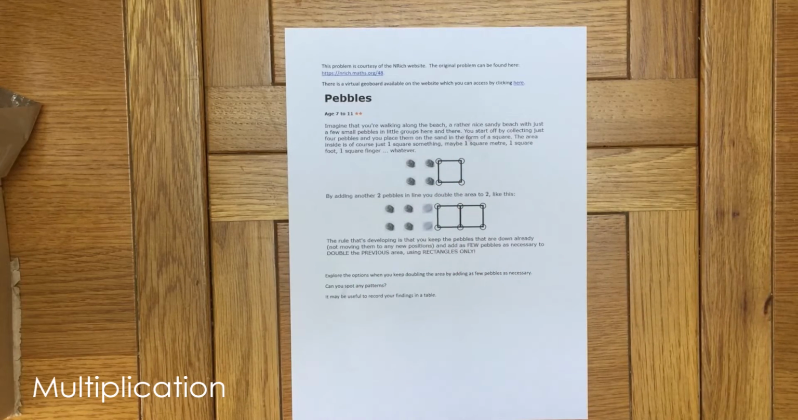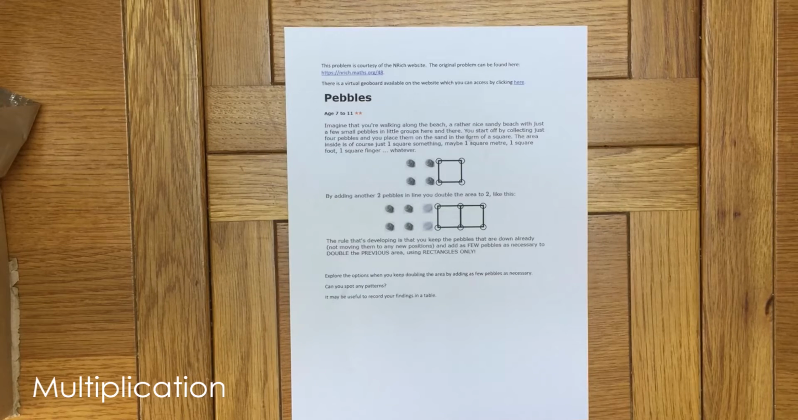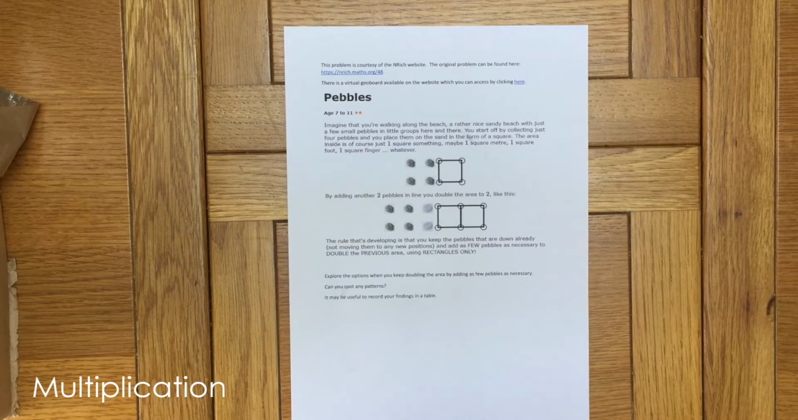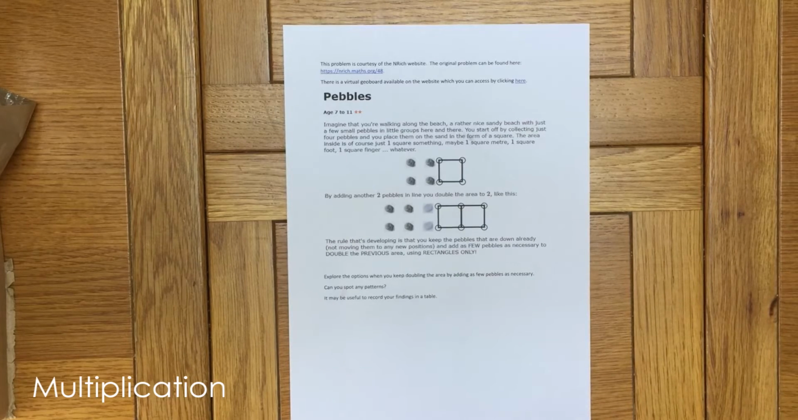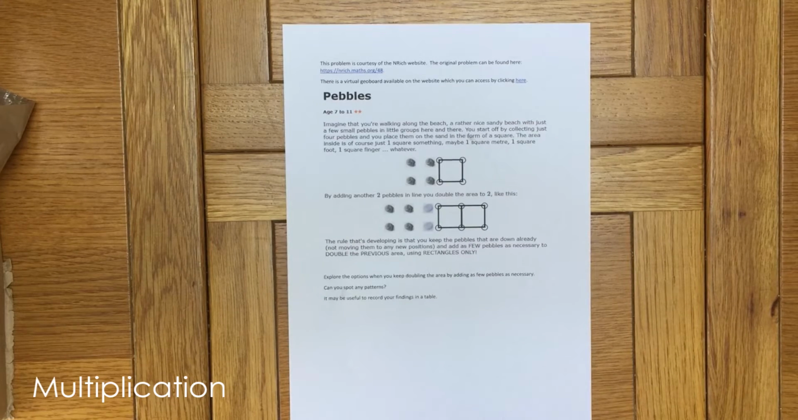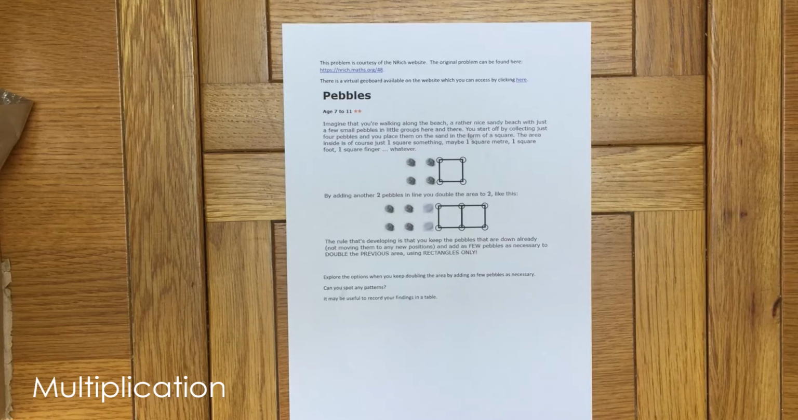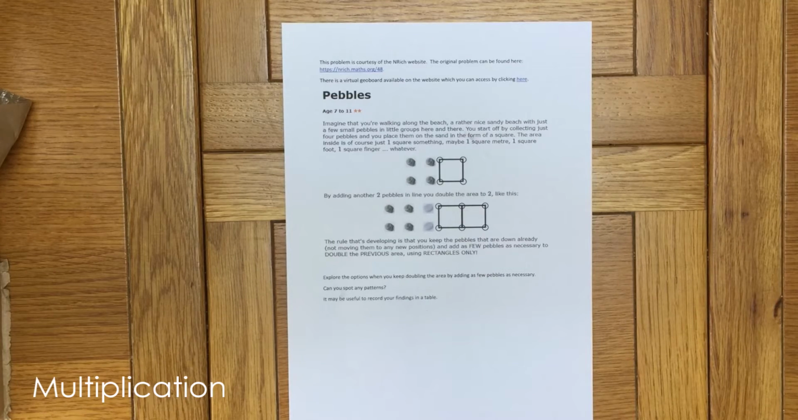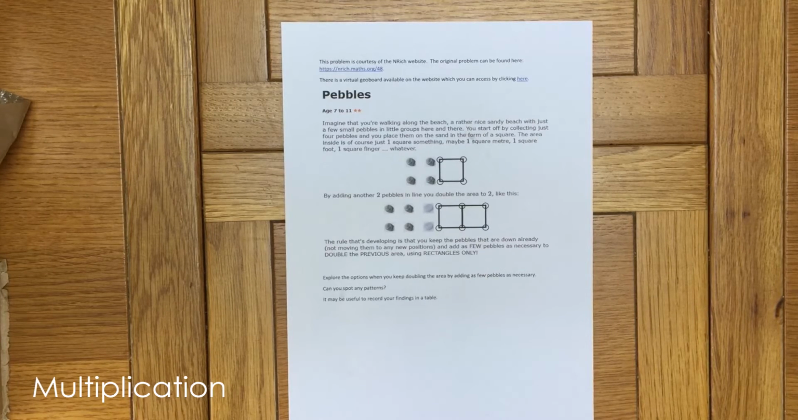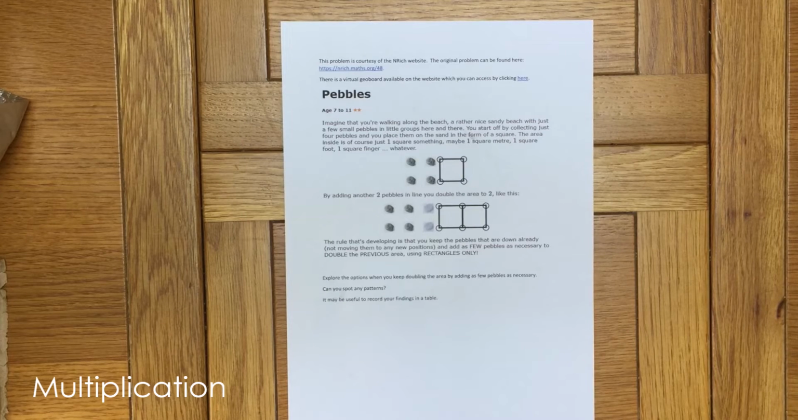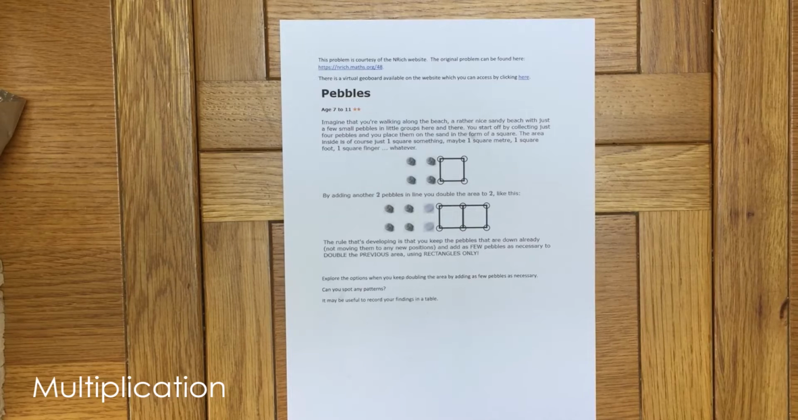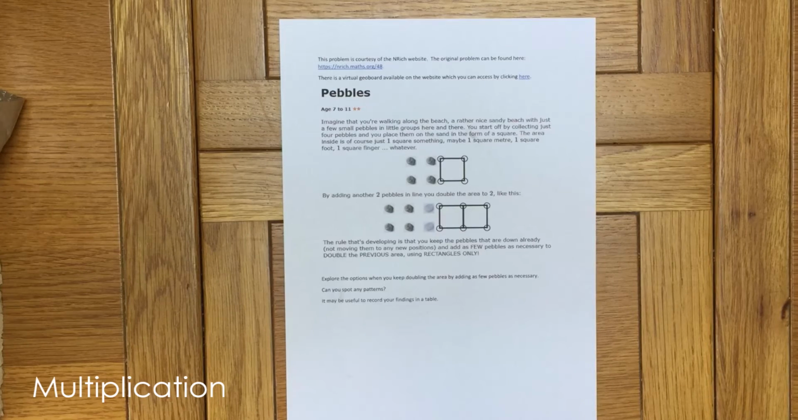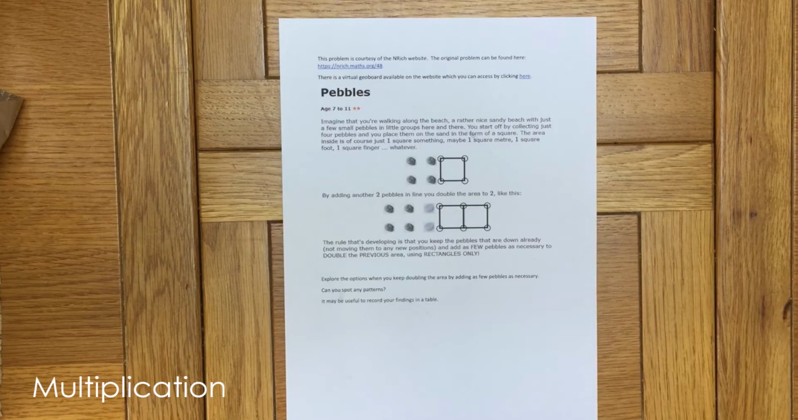We don't know how big it is. It doesn't really matter. We can double the area of our rectangle by adding 2 more pebbles like that. Okay, so the rule is you keep the pebbles that are down already there. You don't move any of the pebbles you've already placed. And then you add as few pebbles as necessary to double the previous area. And they only can make rectangles. Of course, remembering that a square is a type of rectangle.